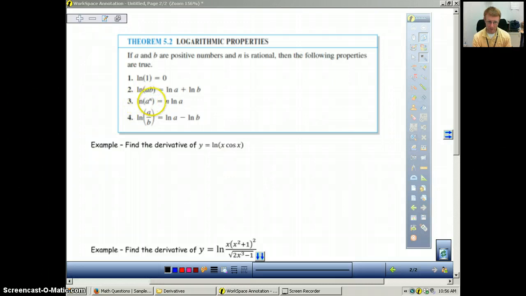If you have an exponent, natural log of something to an exponent, we can bring that exponent out front. So this n would come out front. It would be n times the natural log of a in this case. And then if we have division, a quotient, it's subtraction. So this would be ln of a minus the ln of b.